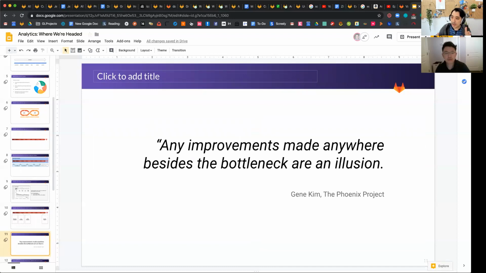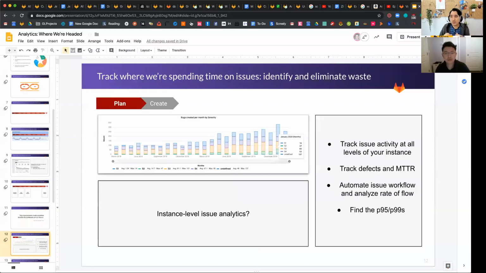That is your constraint in your development process. If you have a bottleneck, the thing you need to focus on is finding it and then alleviating it. And so that's where I see, right now, for planning analytics, insights, for instance. One of the killer features that insights allows us to do is defect tracking.